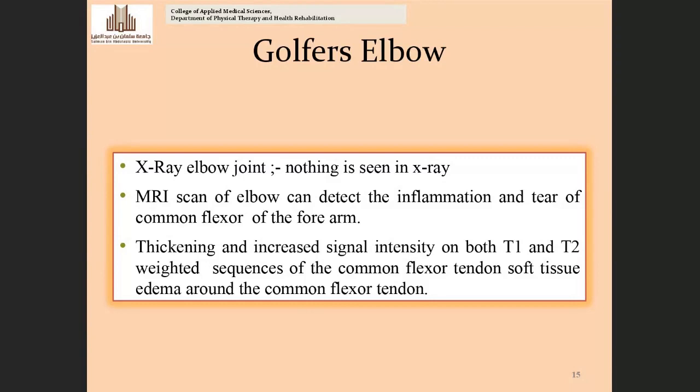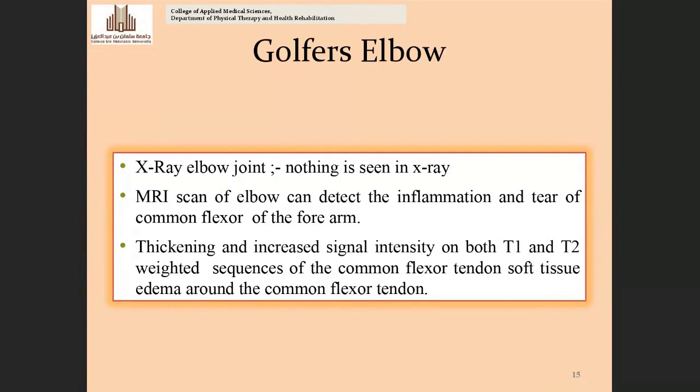X-ray is not helpful to identify golfer's elbow. If you still suspect the person has issues in the medial epicondyle, we can suggest an MRI. The MRI scan of the elbow can detect the inflammation and tear of the common flexor of the forearm.